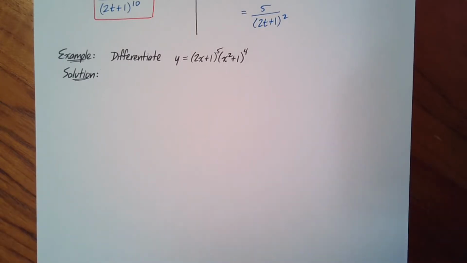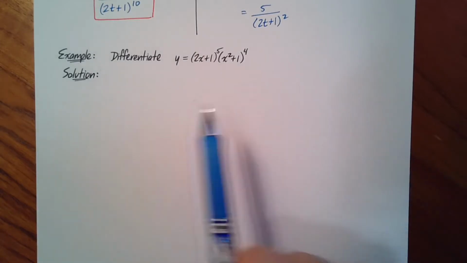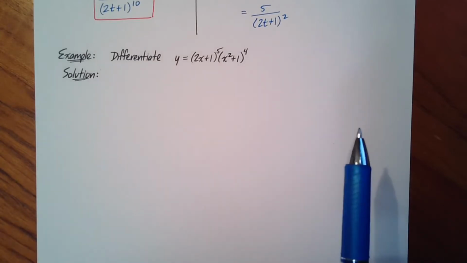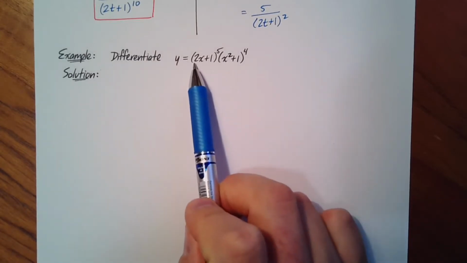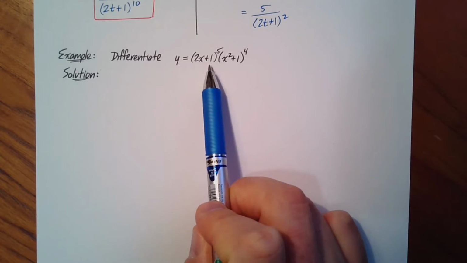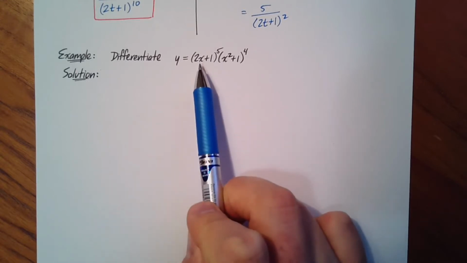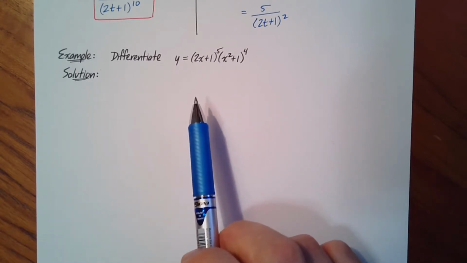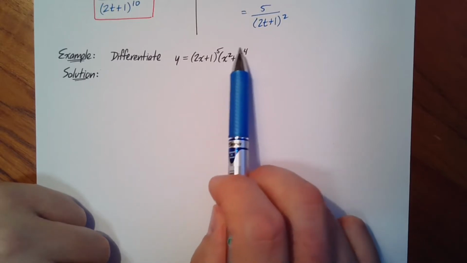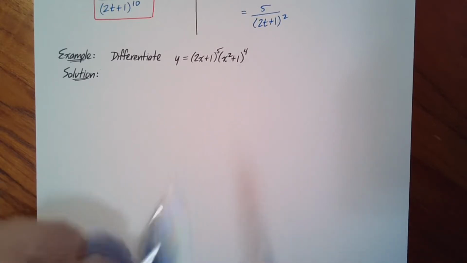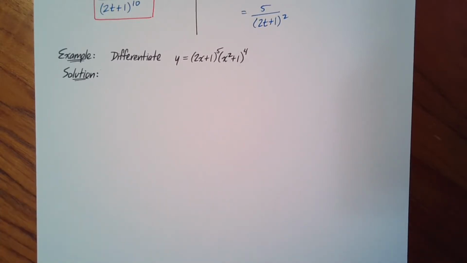It's a product. At its outermost layer, the first thing you see if you look from the outside in is a product. Now each of those factors are compositions of functions. So for example, the first factor, (2x + 1)^5, that's a composition of two functions. And at some point, we're going to have to differentiate that first factor, just like we're also going to have to differentiate the second factor at some point. When we go to do that, we're going to need to use the chain rule.